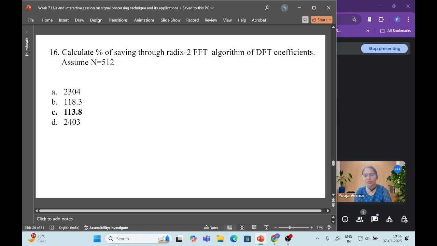So now the next question is: calculate the percentage of saving through the Radix-2 FFT algorithm of DFT coefficients. Assume N is equal to 512. How much percentage of saving in complexity is there? Okay, so here N is equal to 512, which is given. Already we know the total number of complex multiplications in DFT.